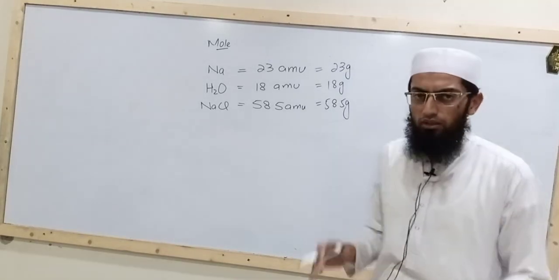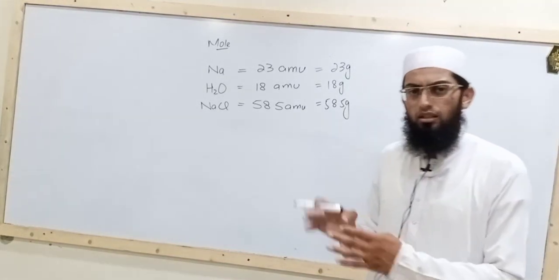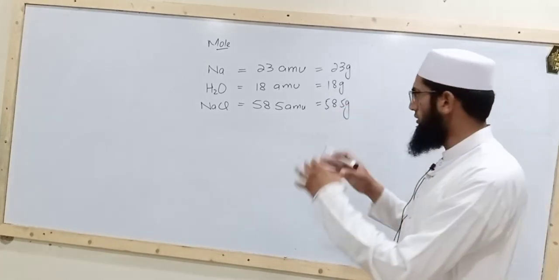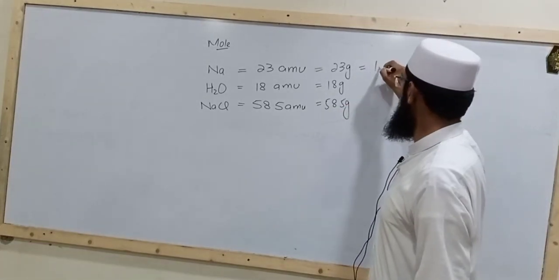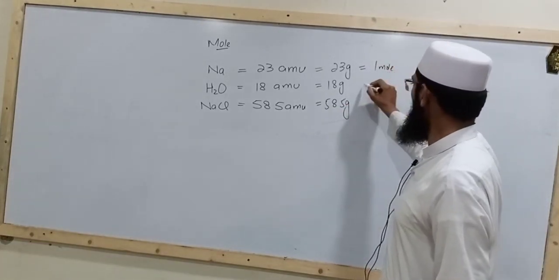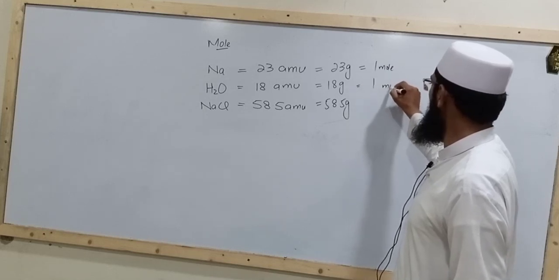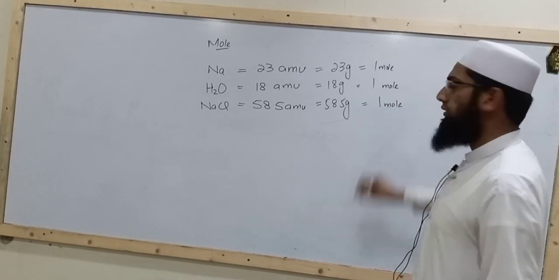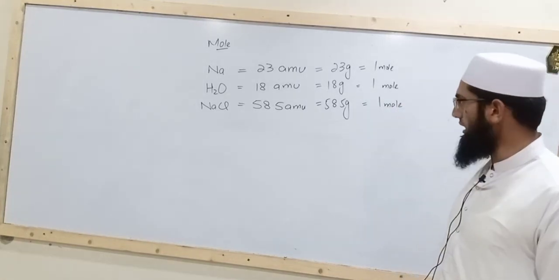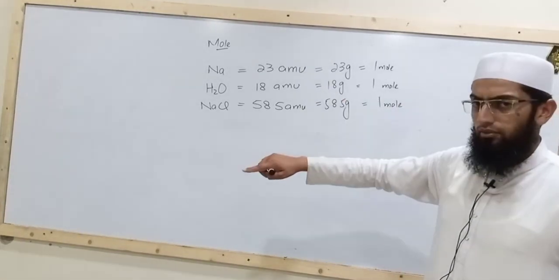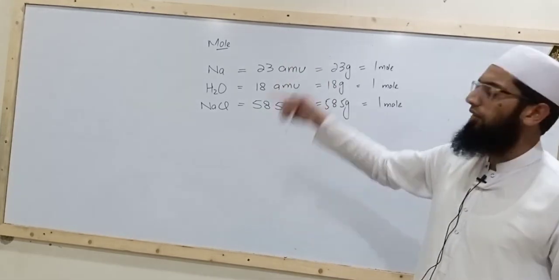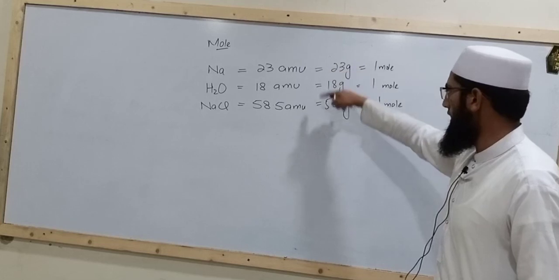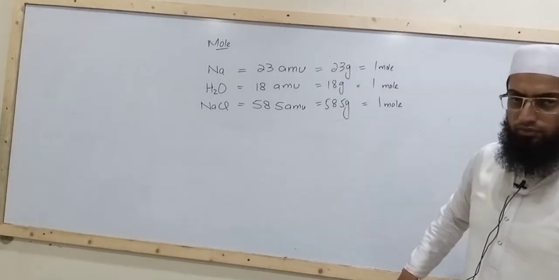And whenever we convert these atomic masses into grams, molecular mass into gram, and formula unit mass into grams, they are called 1 mole. This is also 1 mole of that substance. Understood? So we can say when atomic masses, molecular masses, and formula masses, or whatever the masses are expressed in gram, it is called 1 mole.